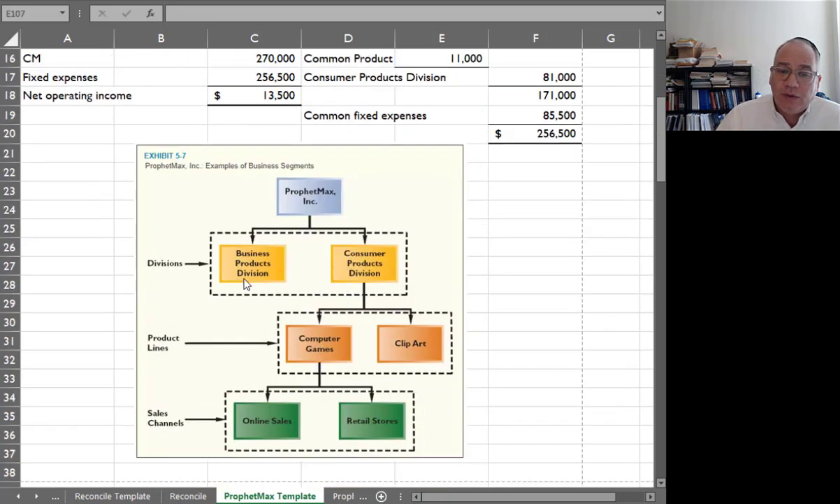So we have this whole big company here. Profit Max has 2 divisions, Business Products Division and Consumer Products Division. Consumer Products Division sells 2 product lines, computer games and clip art. And computer games is sold through 2 sales channels, online sales and retail stores. So it's not just 2 divisions. There's 2 divisions, and one division has 2 product lines, and one of the product lines has 2 sales channels. And this is a little complicated.